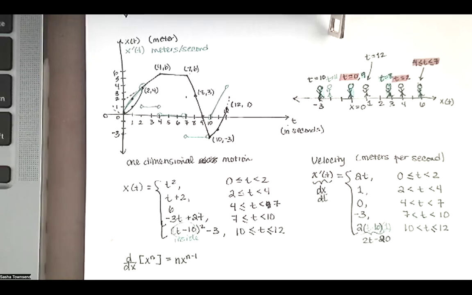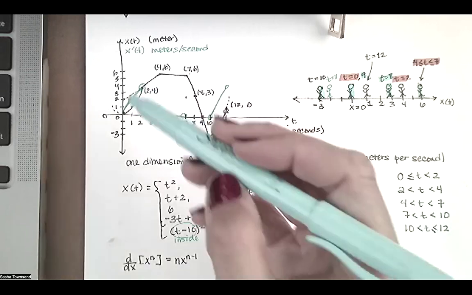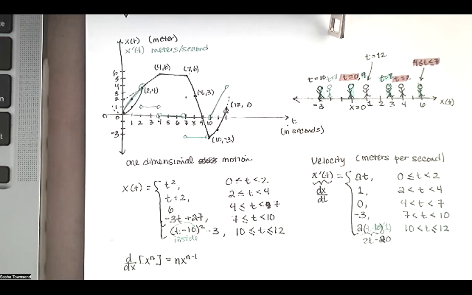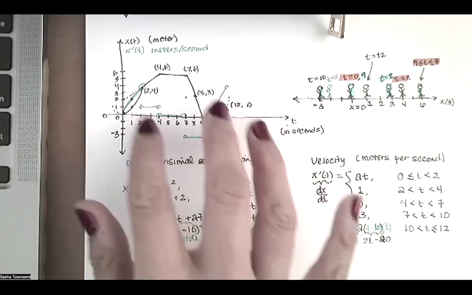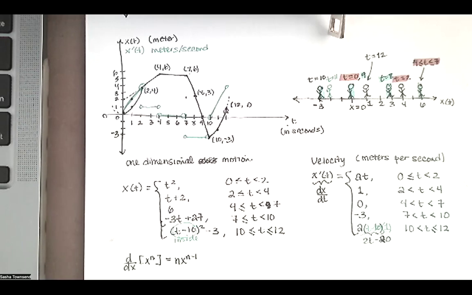So I hope that helps. I hope that you understand what this graph represents. Now, if we wanted to, we could also graph the speed. So this is the velocity, but the speed is going to look very similar.